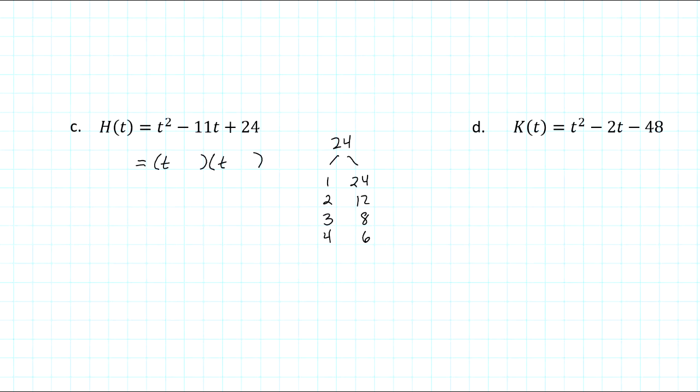I want these two numbers to multiply to be a positive 24, but add to be a negative 11. If they're going to multiply to be a positive number and add to be a negative number, that means they need to both be negative. So we can try negative 1 and negative 24. Those multiply to be positive 24, and they add to be negative 25. If I did a negative 2 and a negative 12, these would add to negative 14. If I did a negative 3 and a negative 8, we would get negative 11, and we can stop there because that's what we're going for. So negative 3 minus 8 equals negative 11.